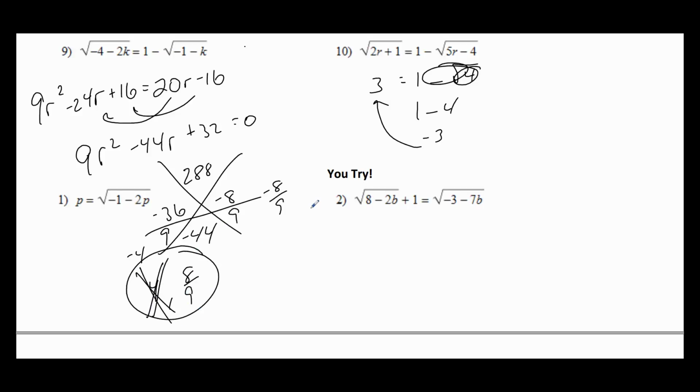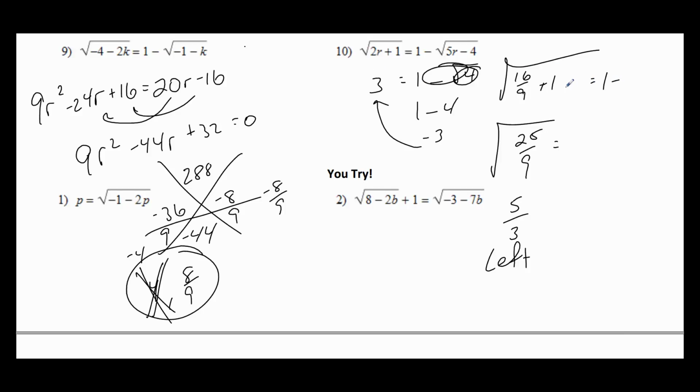Let's try the 8/9. So I get the square root of 2 times 8/9, which is 16 over 9, plus 1, which is 25 over 9, okay? 16 over 9 plus 1 is that, and I square root that, and that gives me 5 over 3. So that's what the left-hand side is. So if the right-hand side equals this, then we are good to go. Let's try.